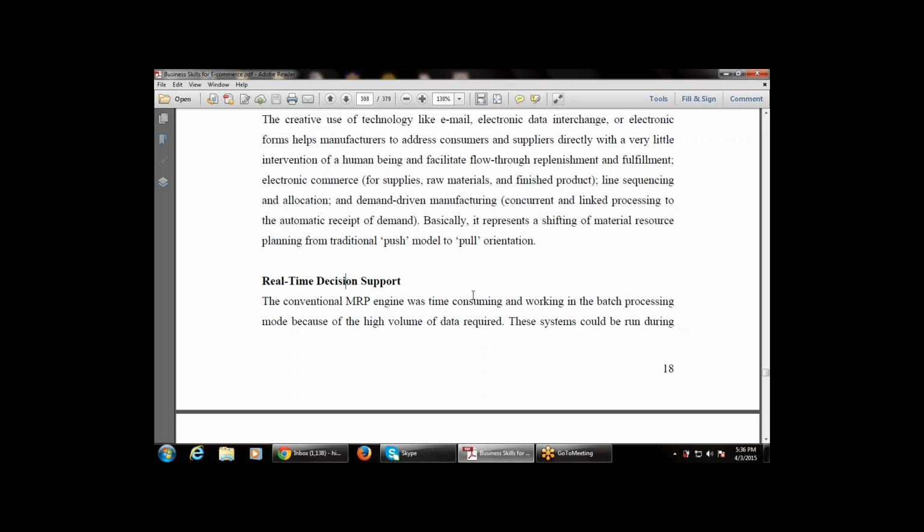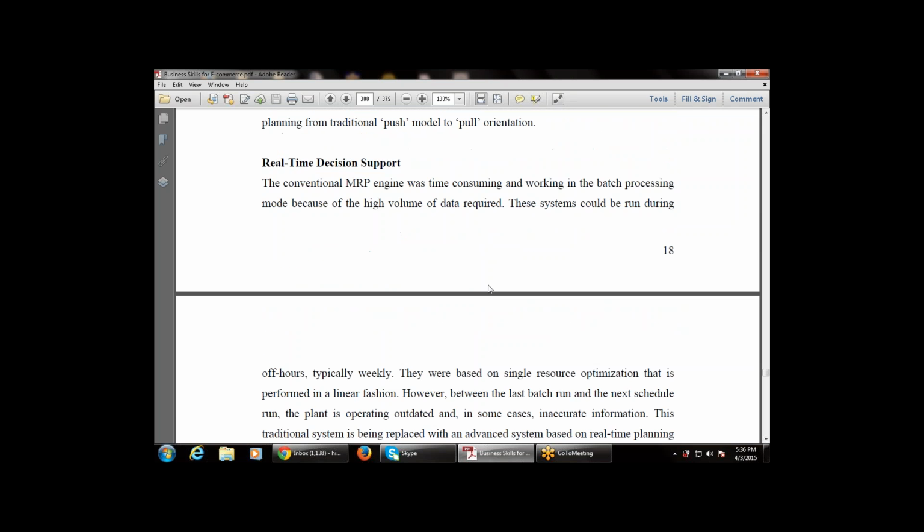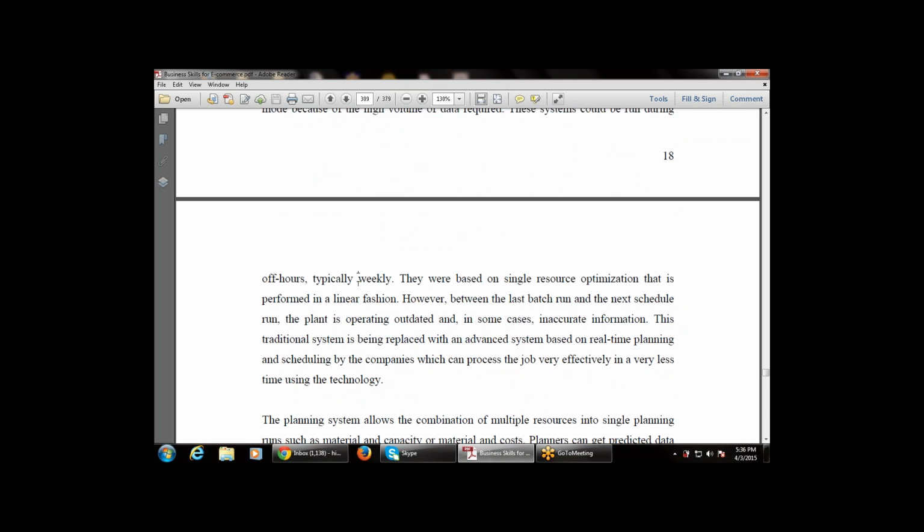The conventional MRP engine was time consuming. That is, the previous MRP, manufacturing resource planning, was time consuming and worked in batch processing mode because of the high volume of data required. Nowadays real-time systems could be run during off hours, typically weekly or on the weekend. They were based on single resource optimization, performed in a linear fashion. So this is very advantageous. There will be real-time decision support provided by the MES, that is, the manufacturing execution system. So usage of the internet is one of the good technologies used with manufacturing.